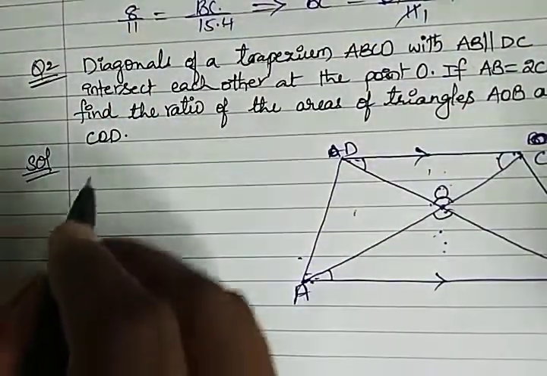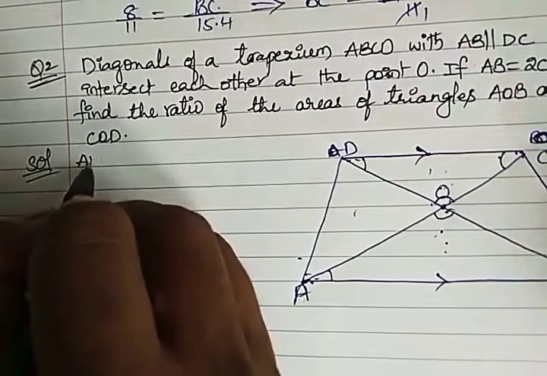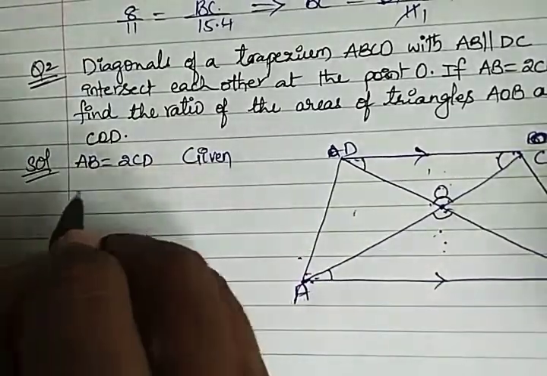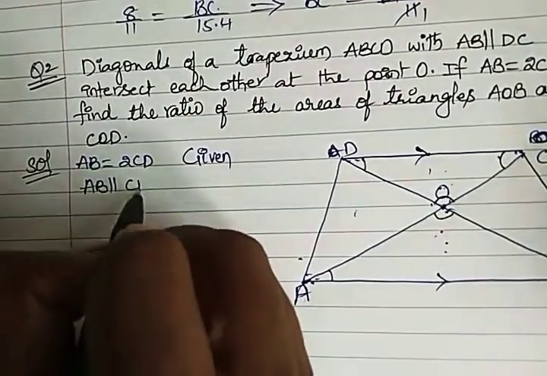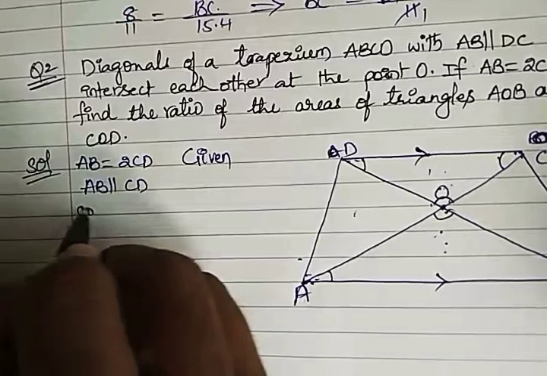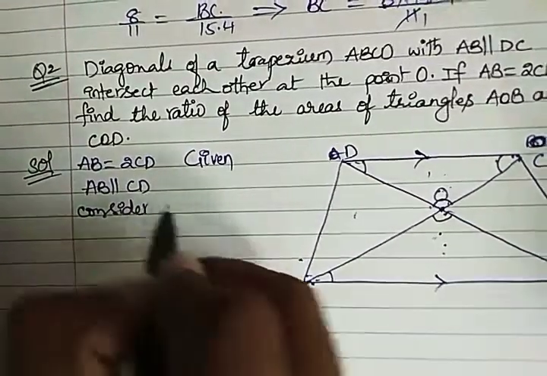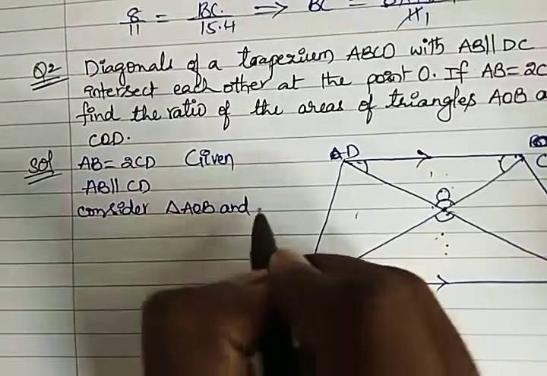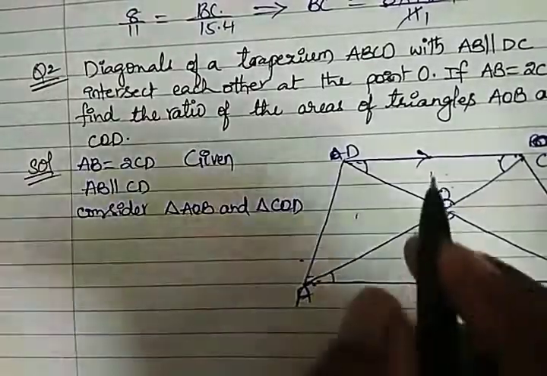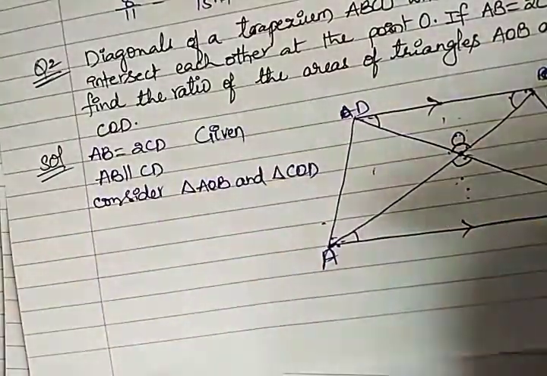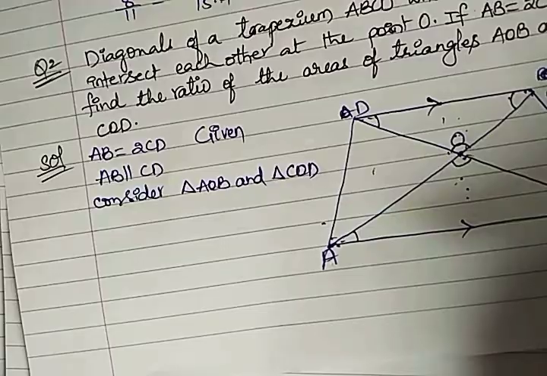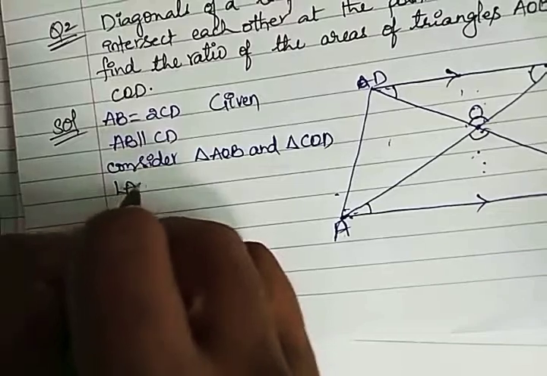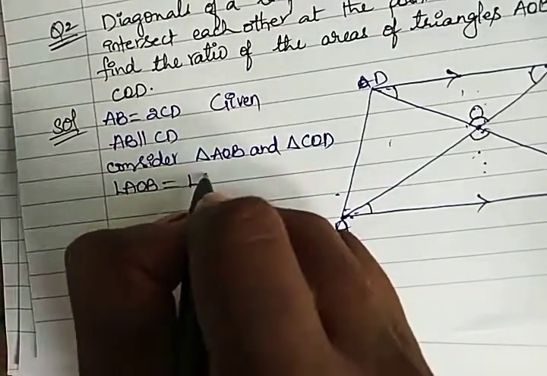In the triangles, here AB is equal to 2CD. This is given, and AB is parallel to CD. So consider triangle AOB and triangle COD. In both the triangles, what are the angles we have? In both the triangles, angle AOB is equal to angle COD.